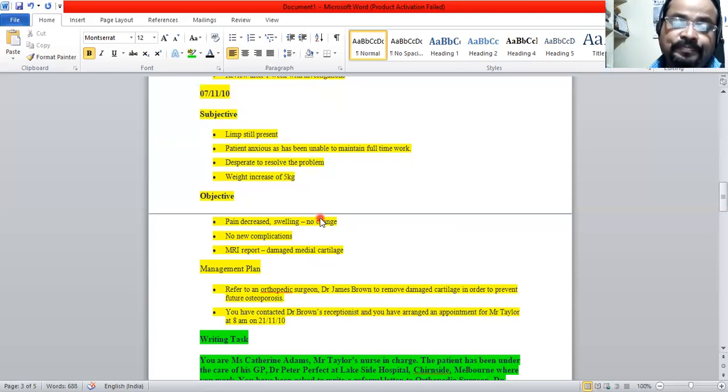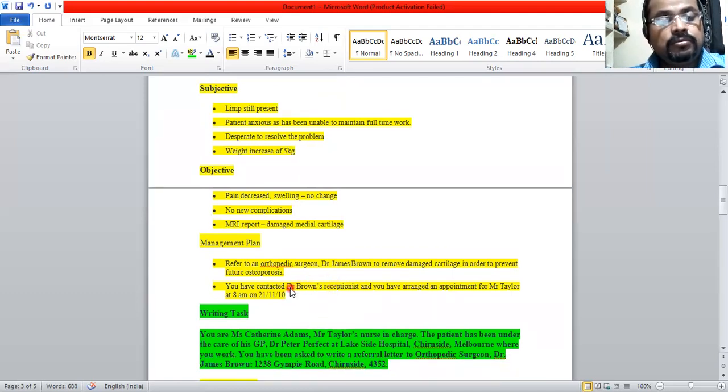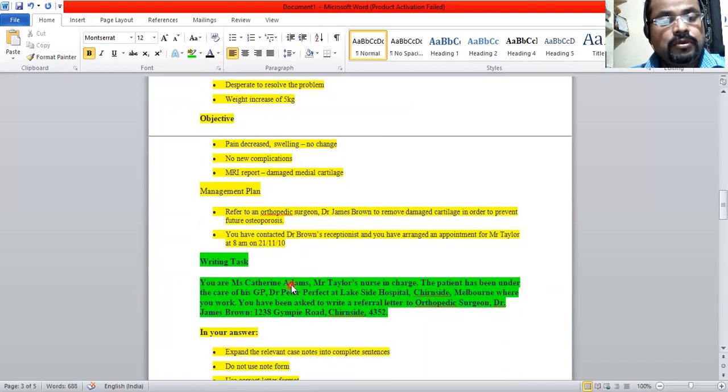Based on this information, you are writing a letter to the orthopedic surgeon, Dr. James Brown, to remove the damaged cartilage in order to prevent future osteoarthritis. So in order to prevent future osteoarthritis, we have to write a referral letter to the orthopedic surgeon, Dr. James Brown, to remove the cartilage. Now, let's start.